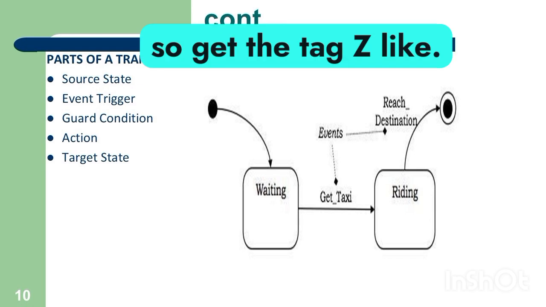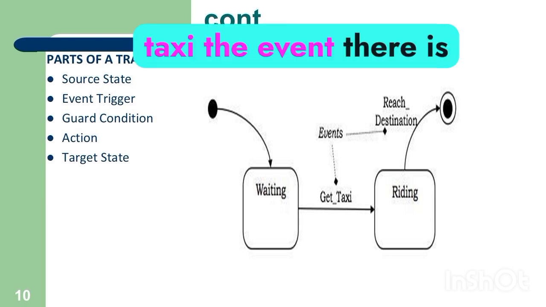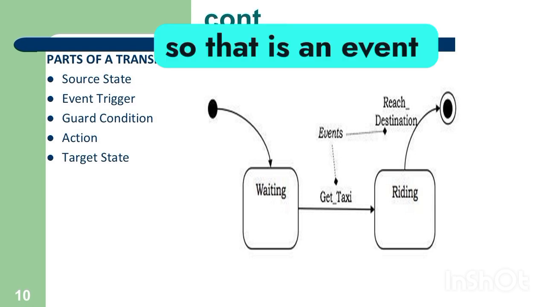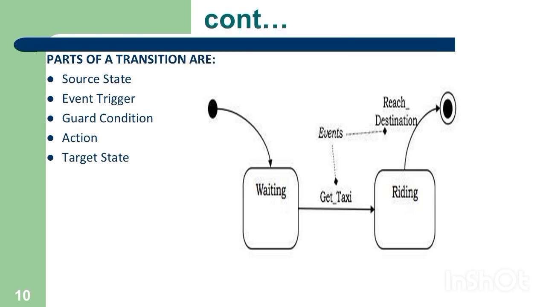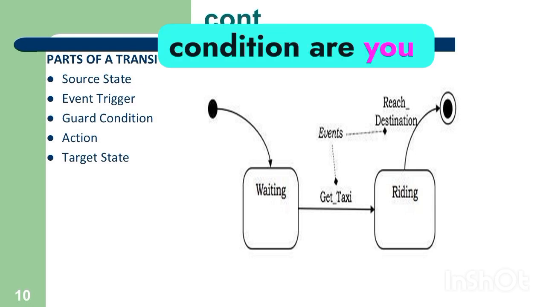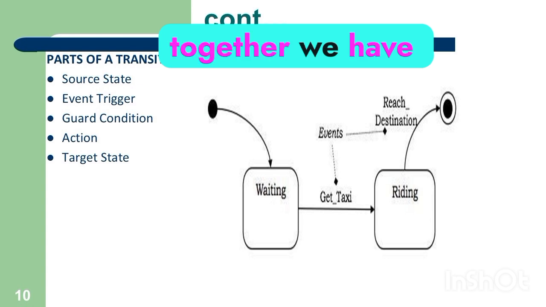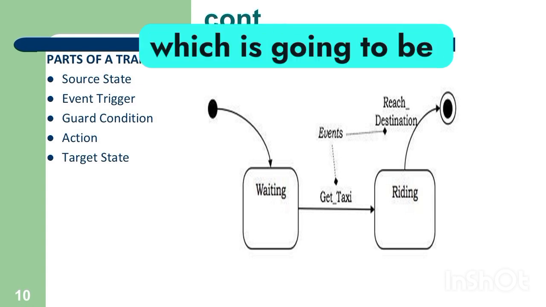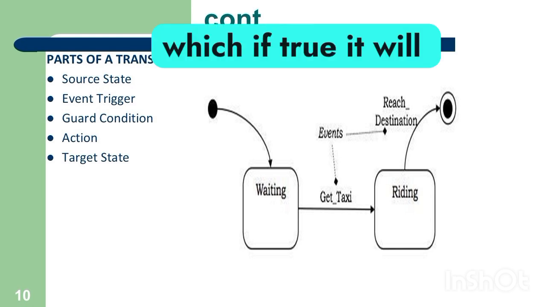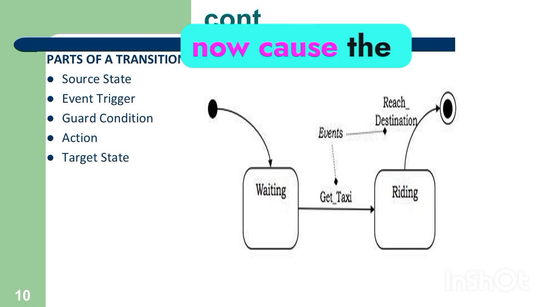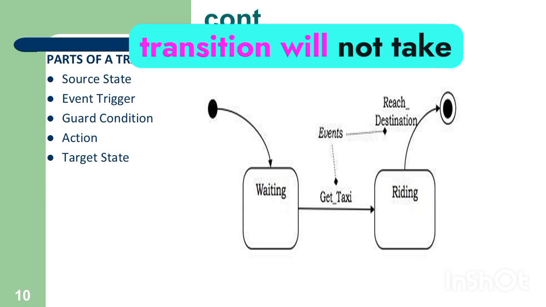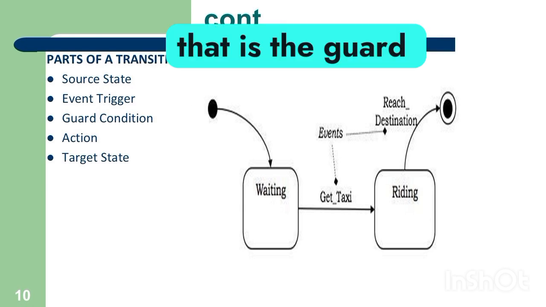So take a taxi, like you are waiting for a taxi, the event there is just to get a taxi. So that is an event, right? So we have the guard condition. Are we together? What is that guard condition? It's a Boolean expression which, if true, will cause the transition to take place. If it is false, the transition will not take place. That is the guard condition.